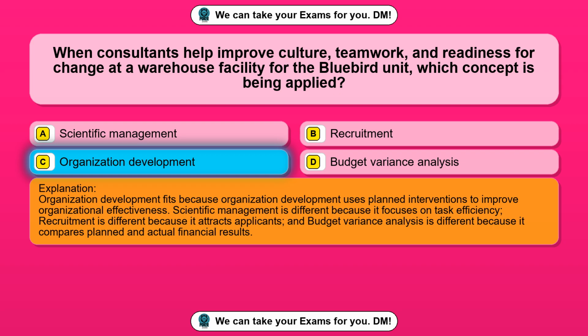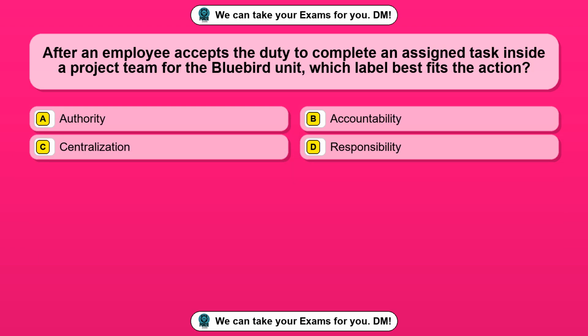Scientific management is different because it focuses on task efficiency. Recruitment is different because it attracts applicants, and budget variance analysis is different because it compares planned and actual financial results. Question 22. After an employee accepts the duty to complete an assigned task inside a project team for the Bluebird unit, which label best fits the action?